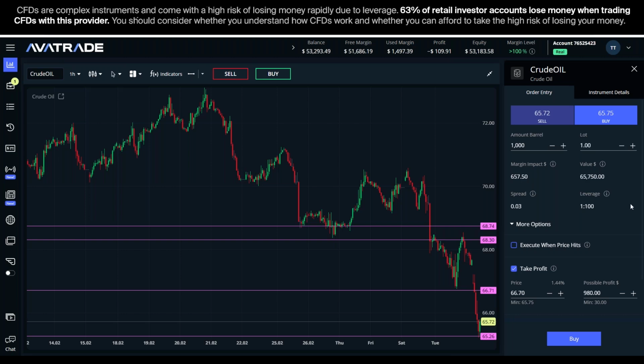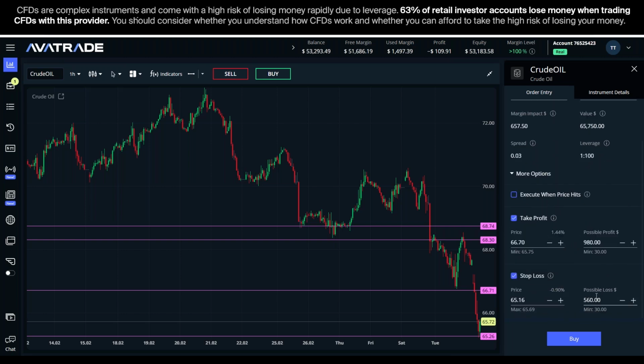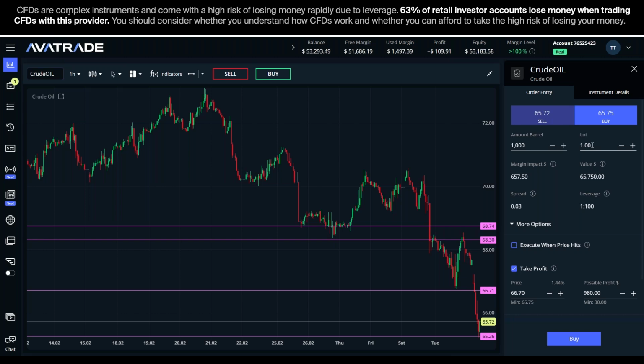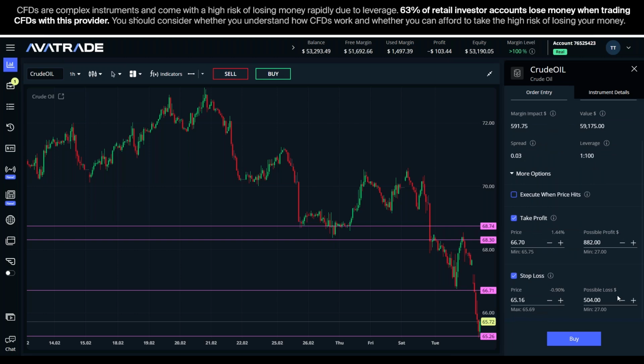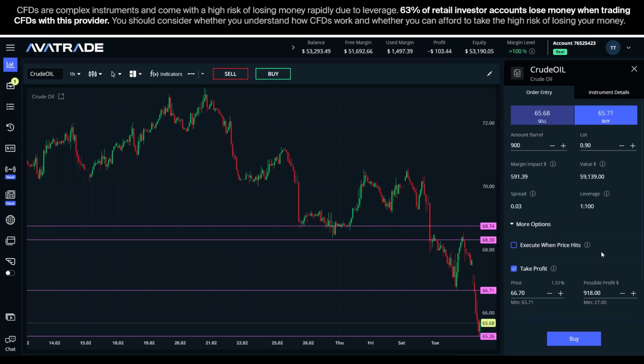Now I can go to a trade size that makes sense. That's about 1% of my balance, one lot. Could try and zero in a little better, 0.9. And I use 1% of my balance as kind of a conservative risk per trade, but you could risk less than that or more than that. It's up to you. Now I'm going after almost double, 900, risking 486, less than 1% of my balance to try and make near 2%.